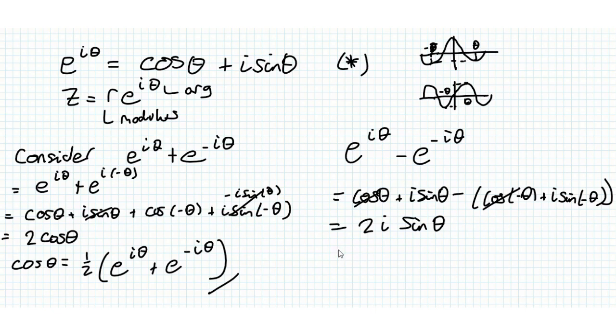sine theta is equal to 1 over 2i, e to the i theta minus e to the minus i theta. Okay, and that's our second and final result we're going to look at in this video.